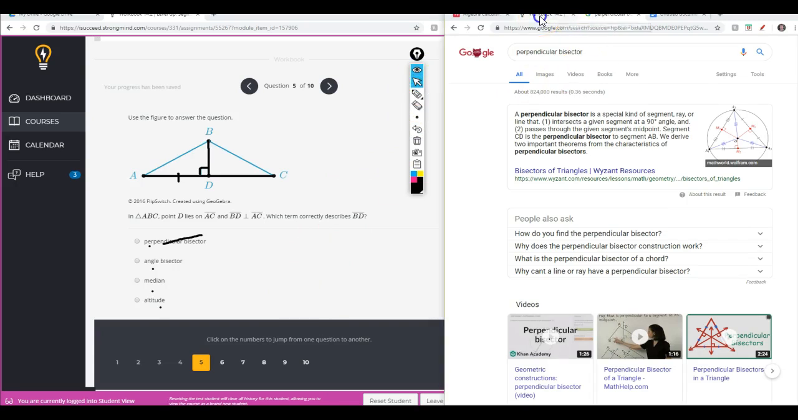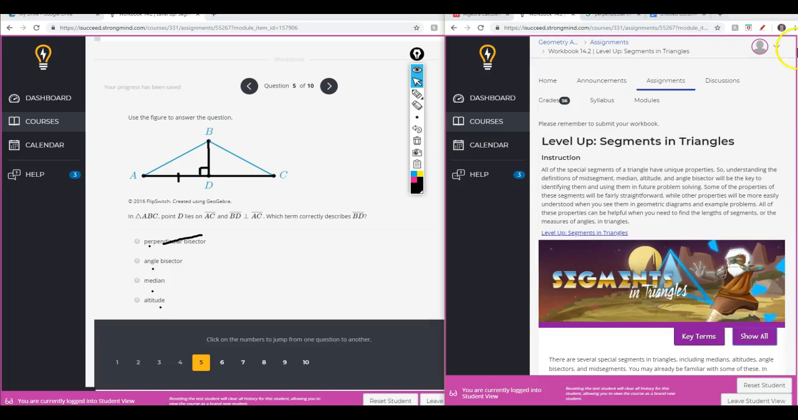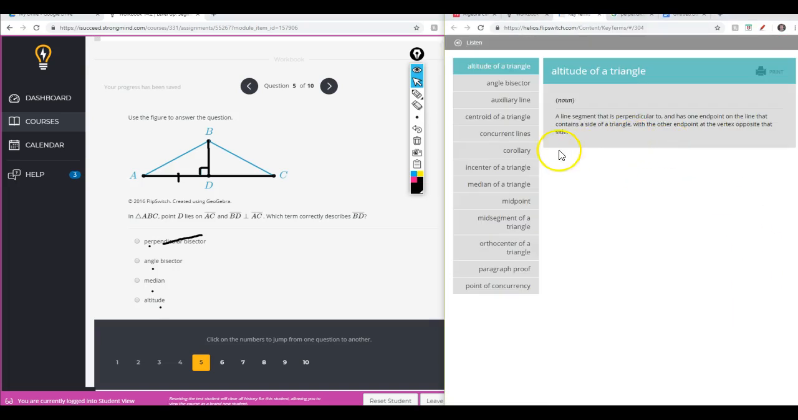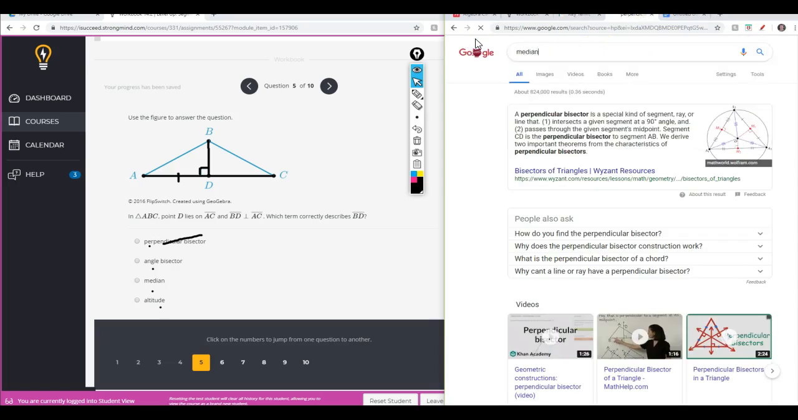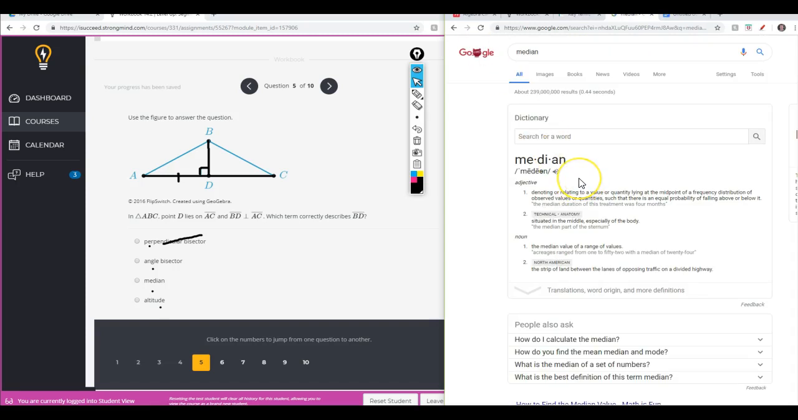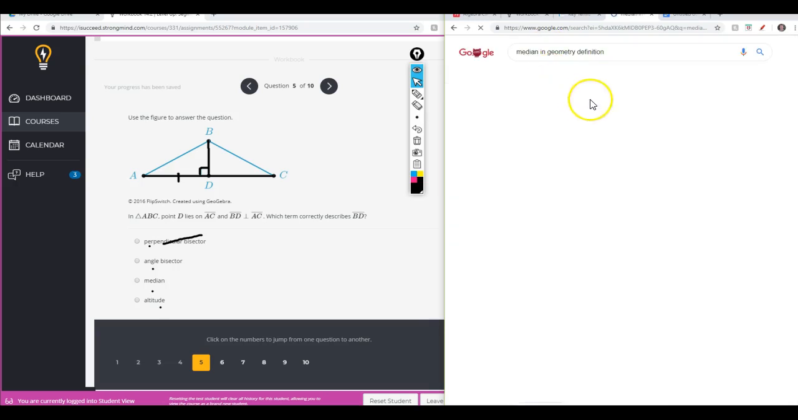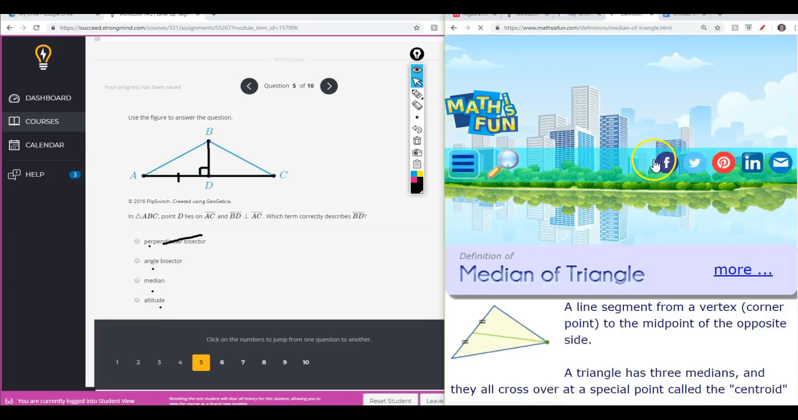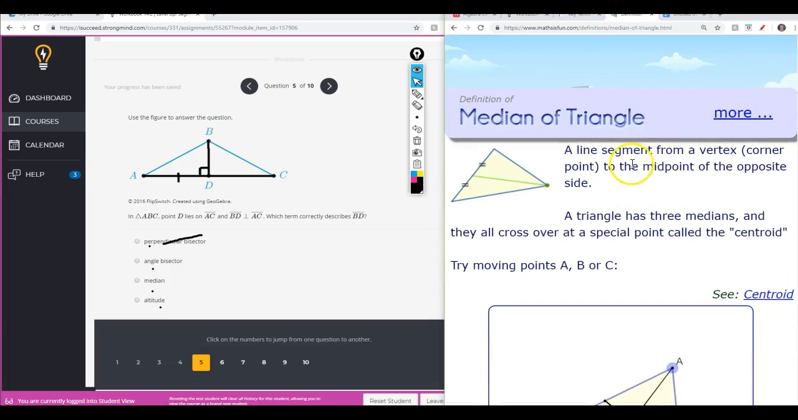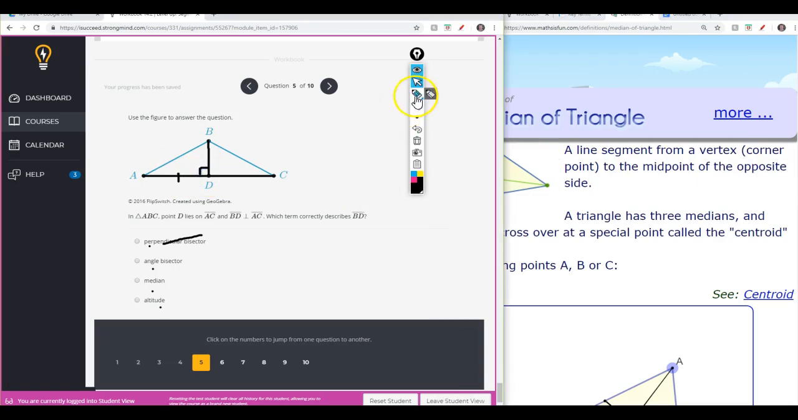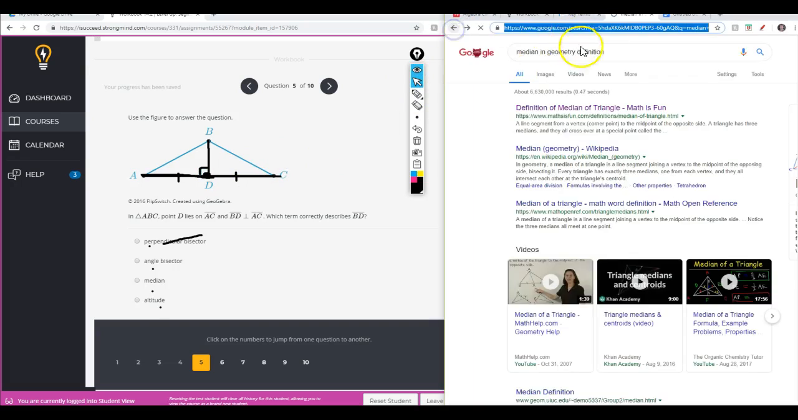We can type in median, or let's see in the key terms if median is there. Nope, so again, just Google it. In geometry, a median is a line segment from a vertex to the midpoint of the opposite side. Okay, so again, we don't know that this is the midpoint because we weren't given that the length of AD is the same as the length from D to C, so it's not the median. So it must be the altitude.